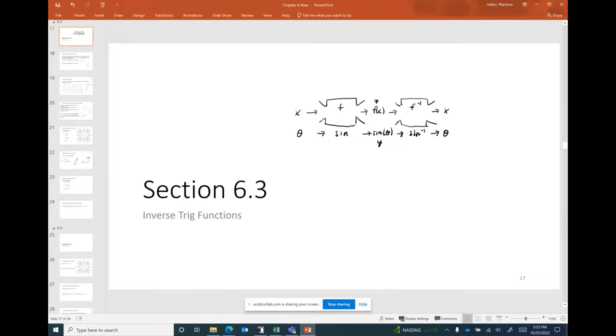An inverse of a function undoes the function, right? An inverse of a trig function undoes the trig function. Or in other words, an inverse trig function is what we use when we're looking for an angle measure.